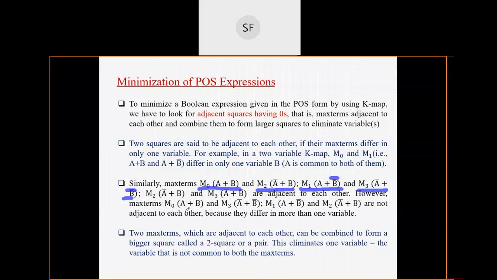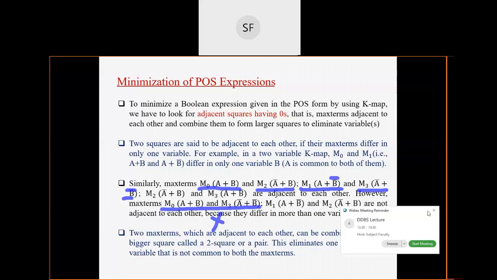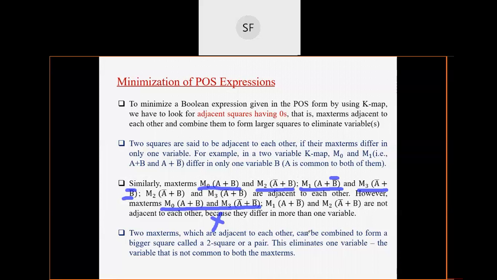Now, which pair is not adjacent? These two, M0 and M3. If you observe, M0 is A plus B, both in uncomplemented form. M3 is A bar plus B bar, both in complemented form. That means A is varying, here it is A and here it is A bar. Here it is B, here it is B bar. That means both variables are changing and hence these two cannot be adjacent cells. Why? Because adjacent cells means only one variable should change.